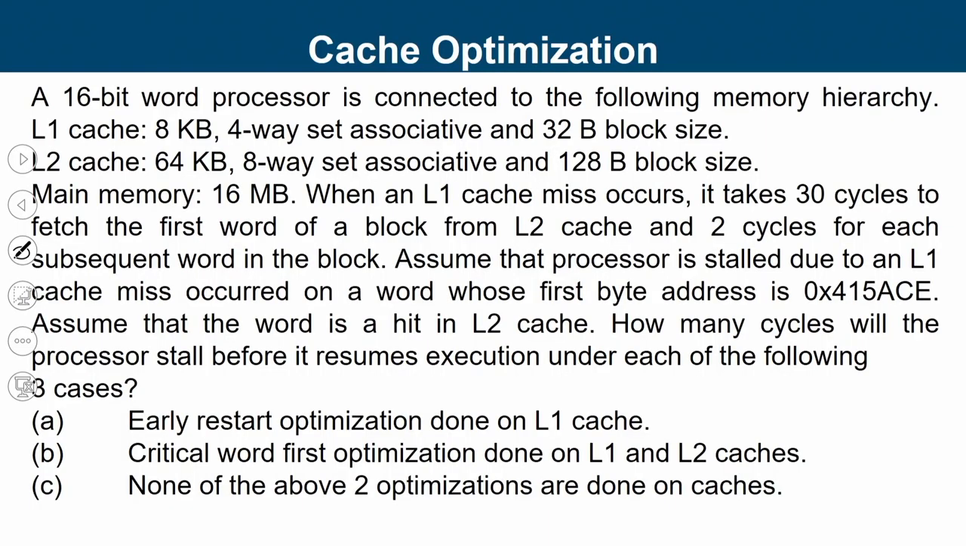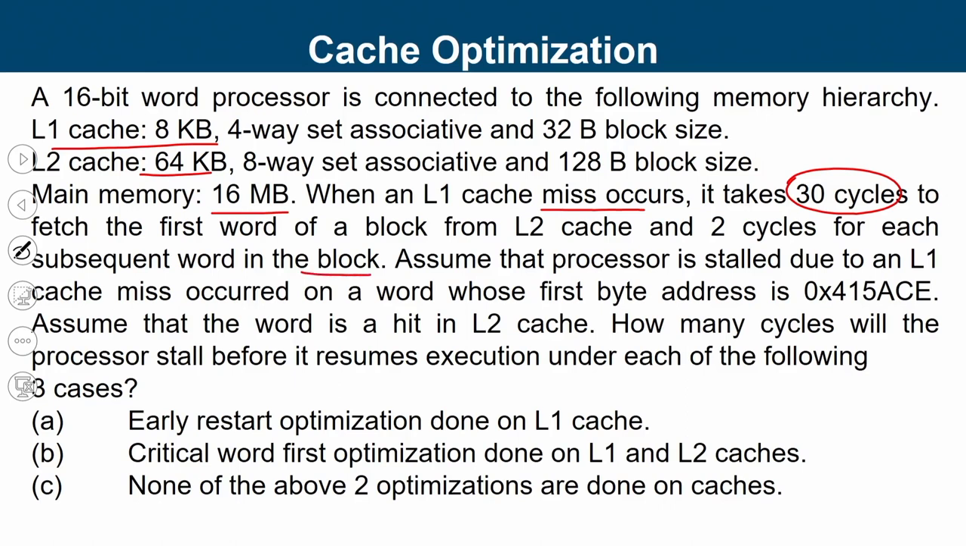A 16-bit processor is connected to the following memory hierarchy. You have an L1 cache, which is 8 KB, 4-way set associative with a block size of 32 bytes. L2 cache, 64 KB, 8-way set associative with 128 byte block size, and the main memory is 16 MB. Now, here is a statement. When an L1 cache miss occurs, it takes 30 cycles to fetch the first word of the block from the L2 and 2 cycles for each subsequent word in the block.